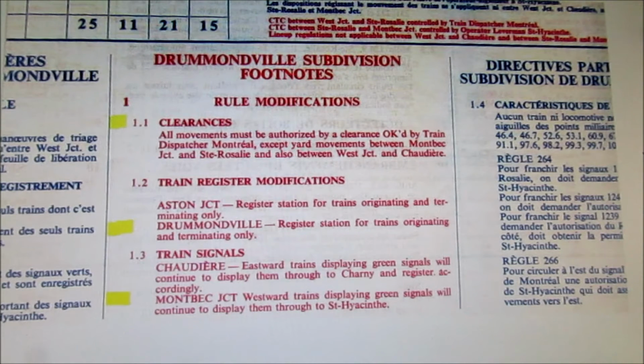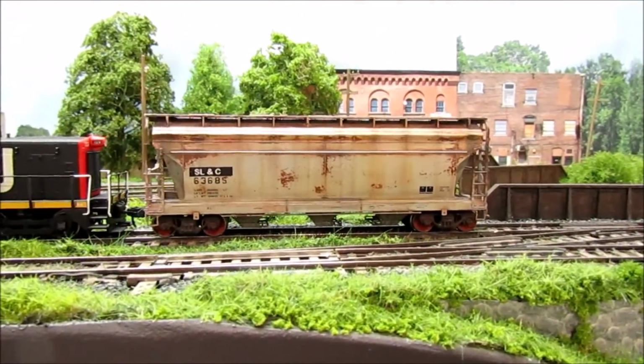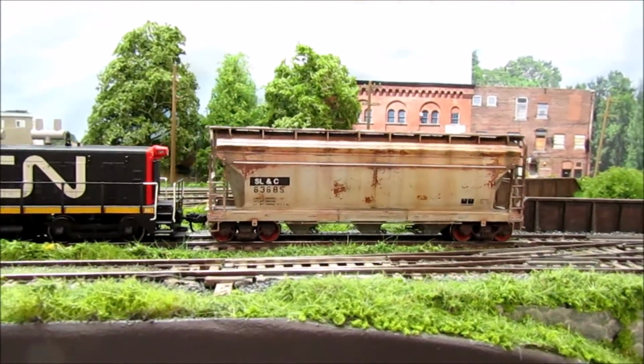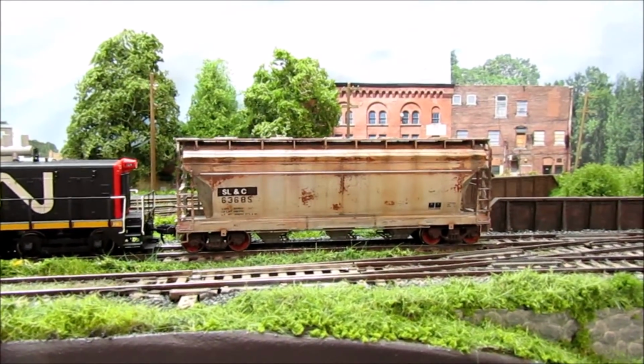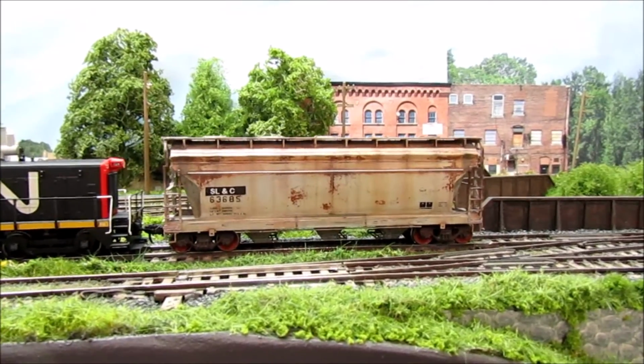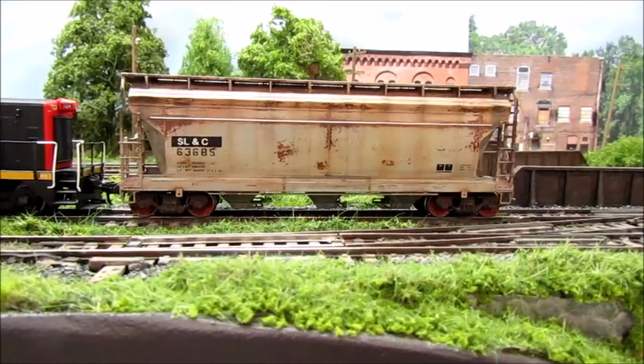Clearance is required for movement between Montbec and Sainte-Rosalie. So that's the actual track, the industrial track on the layout that's off the siding at Saint-Hyacinthe. It's uncontrolled to go in, to go out. Speaking of making this as real as possible, this hopper that's sitting on one of the industrial tracks is made by True Line Trains from quite a while ago. And it turns out that the real one is made in Ontario, in Hamilton.